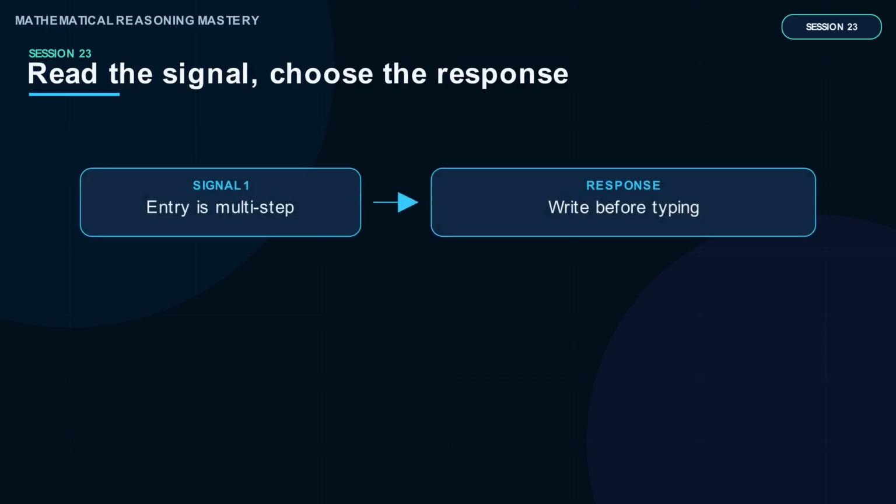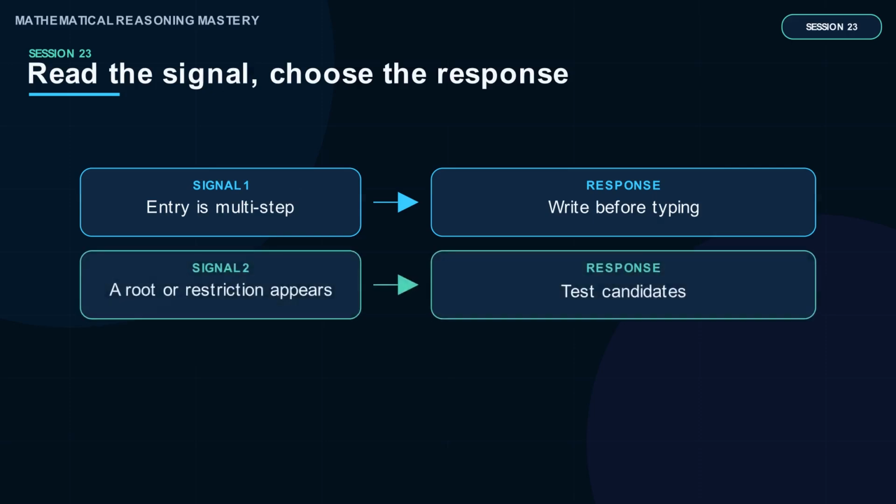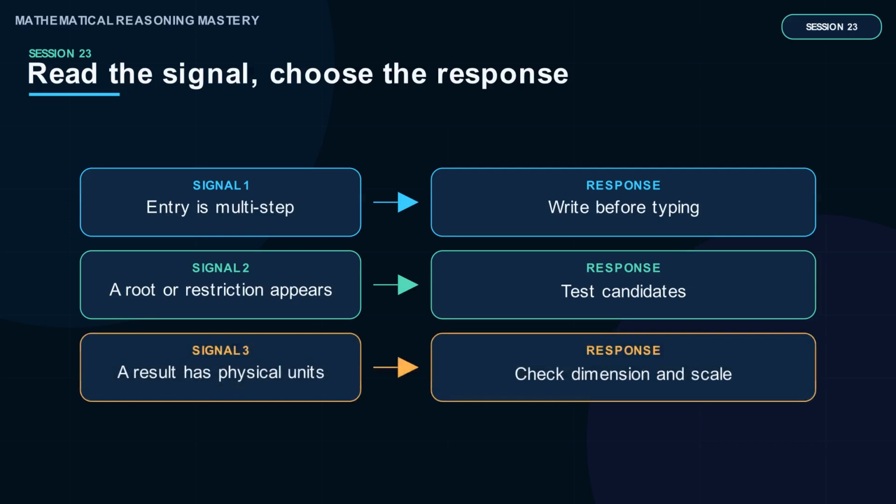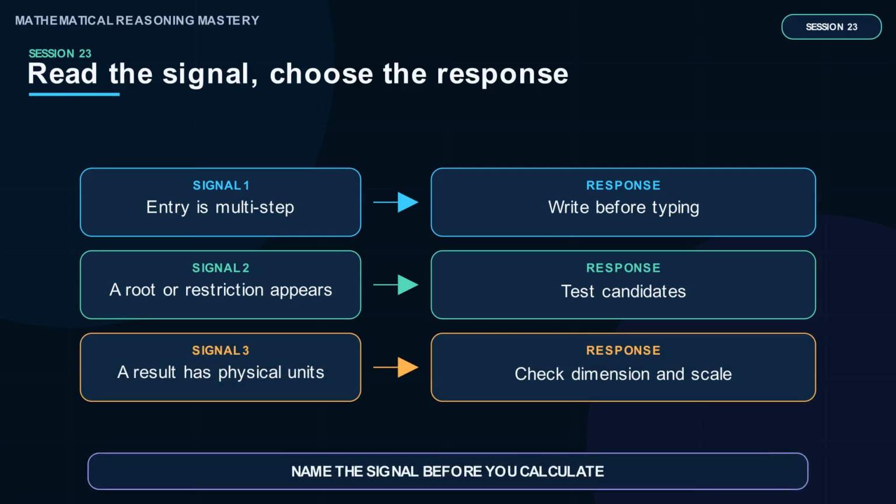Signal 1 is entry is multi-step. Respond by writing before typing, and name the response before calculating. Signal 2 is a root or restriction appears. In that case, test candidates. The form tells you which tool fits. Signal 3 is a result has physical units. Remember, check dimension and scale. This separates plausible work from valid reasoning. If you cannot name the signal, pause and classify. A deliberate choice of method is usually faster than repairing a rushed setup.